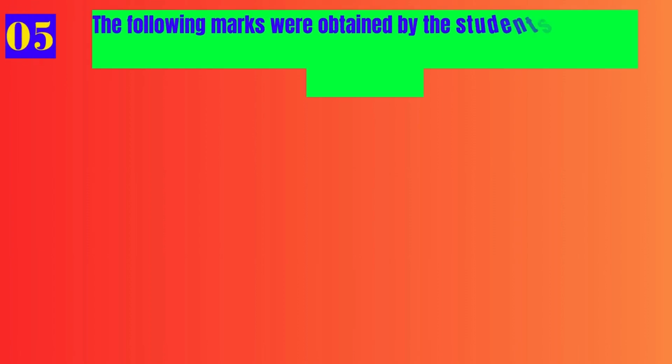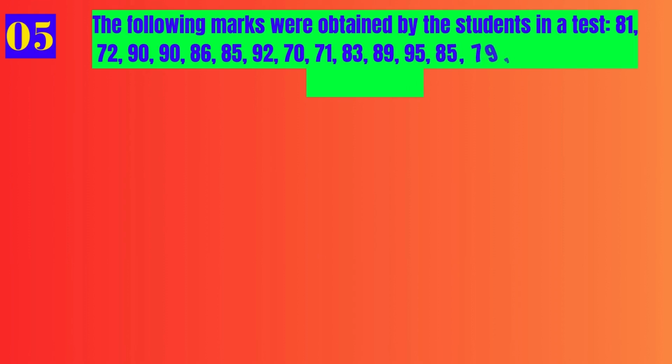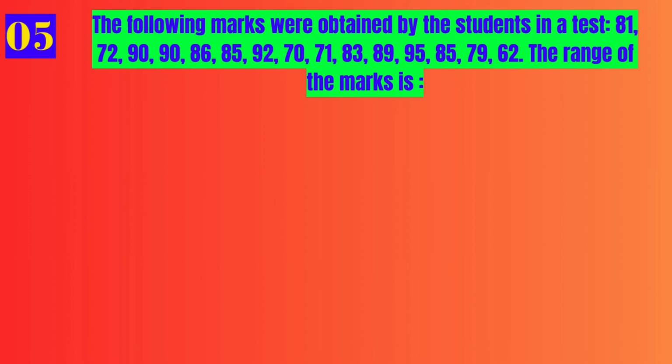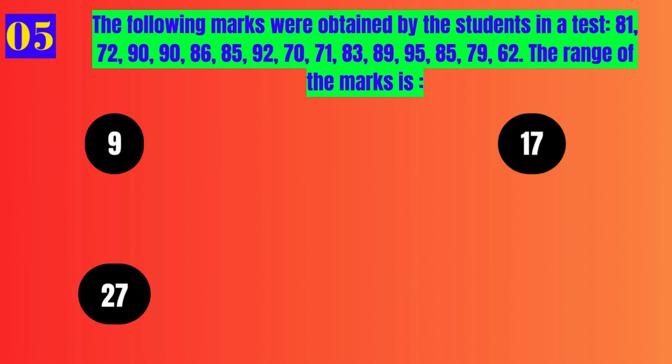The following marks were obtained by the students in a test: 81, 72, 90, 90, 86, 85, 92, 70, 71, 83, 89, 95, 85, 79, 62. The range of the marks is? The options are 9, 17, 27, 33. The correct option is 33.